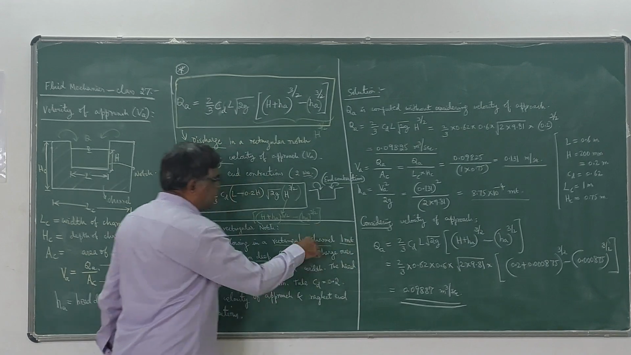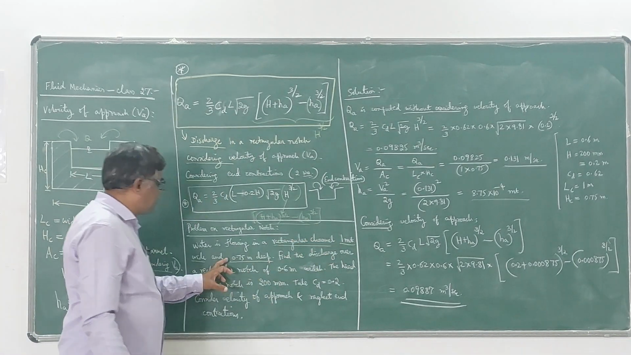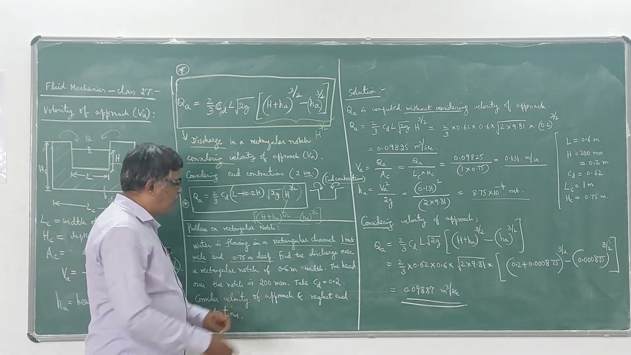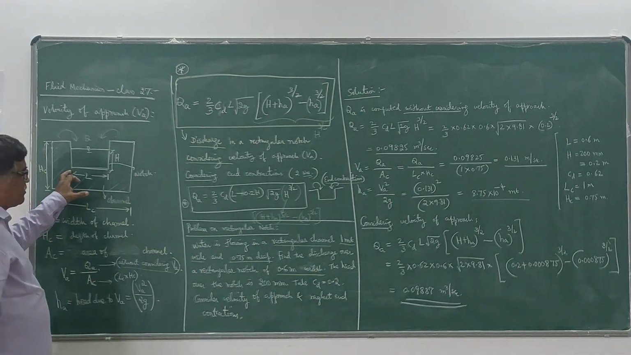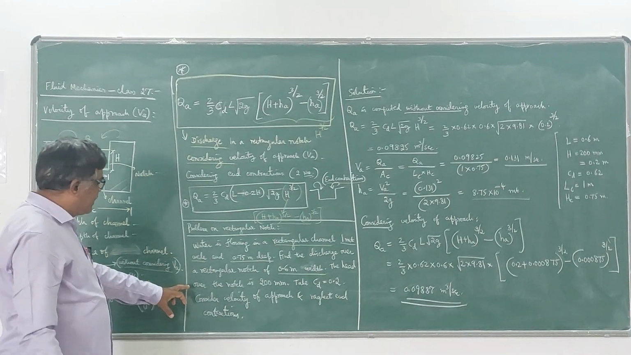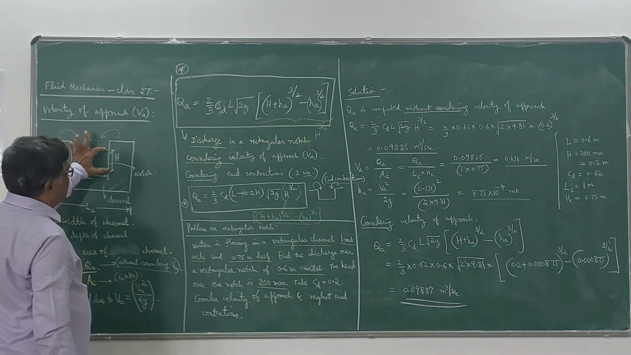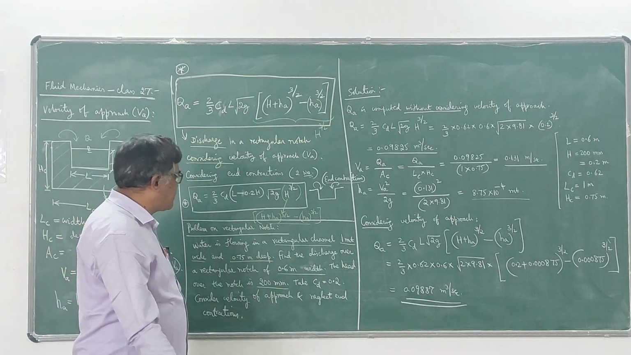That means these are the channel dimensions. LC is 1 meter, HC is 0.75 meter. Find the discharge over a rectangular notch of 0.6 meter width. So here L is 0.6 meter, the width of the notch. The head of the notch is 200 mm, that is the H value. H is 200 mm, which means 0.2 meter. Everything you have to convert to meters.